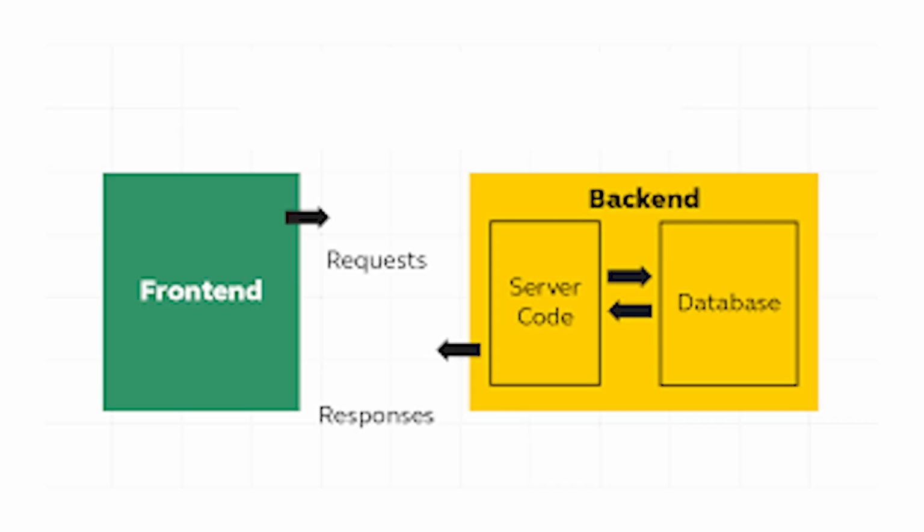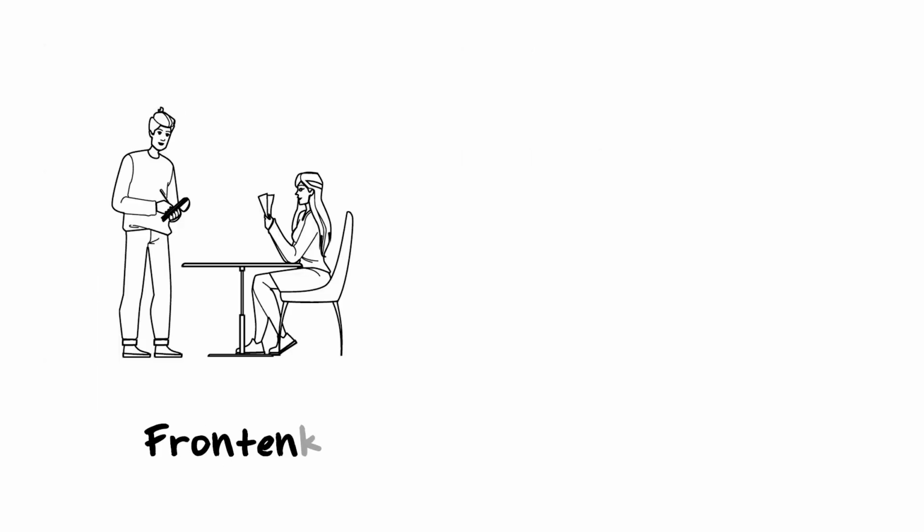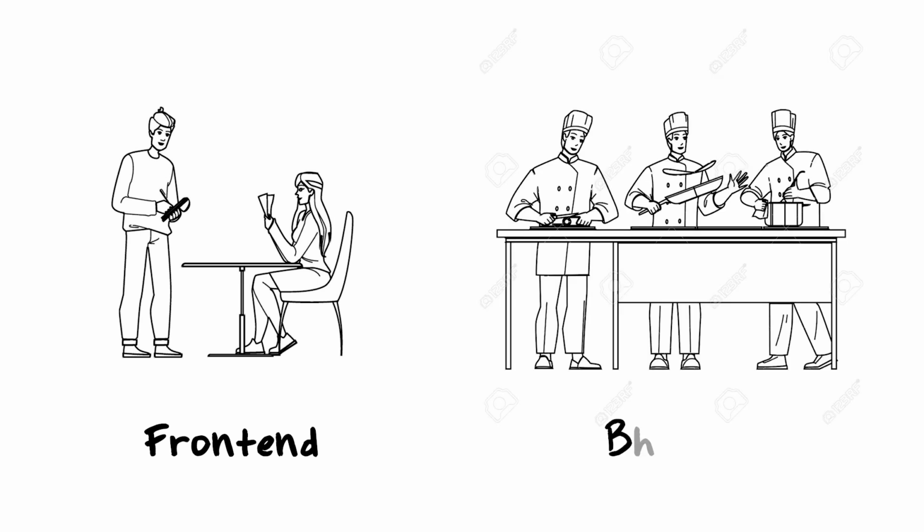Today we're going to cover the basics of backend development and set up everything you need to get started. The backend is the part of an application that works behind the scenes, handling things like storing data, managing logins, and sending information back to the front end. You can think of it like a restaurant where the front end is the dining area where customers place their orders, and the back end is the kitchen where the meals are actually prepared.